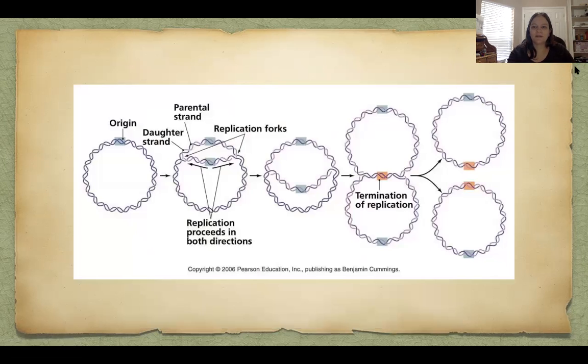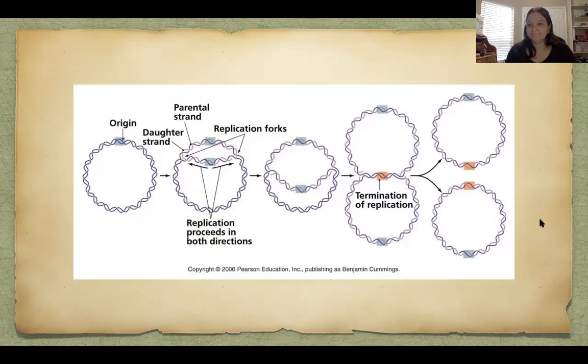And so it would be kind of like this. You have your origin, and you slowly make two new copies, going in both directions. These areas where the strands are separating are called the replication forks. So you would have two replication forks working their way around until they join back together on the other side. And then you would terminate. They would have made a copy of the whole circle.